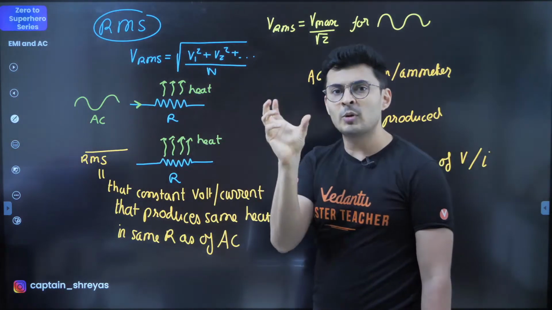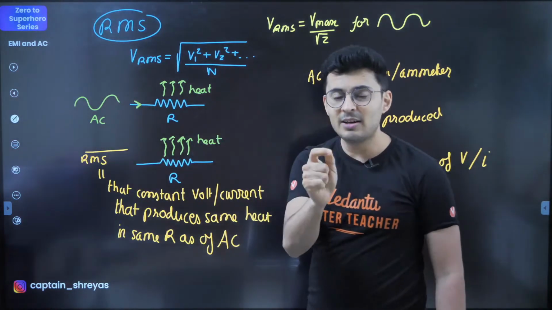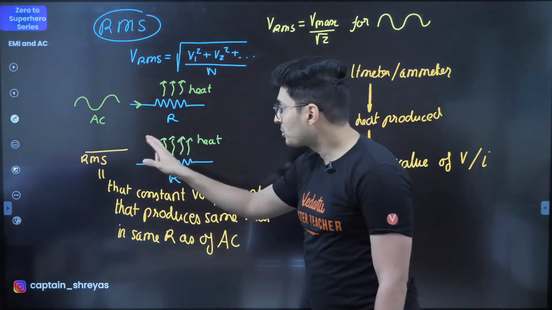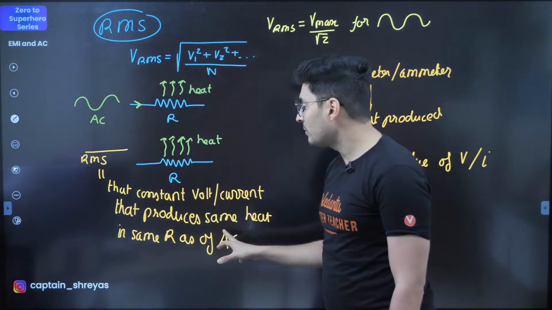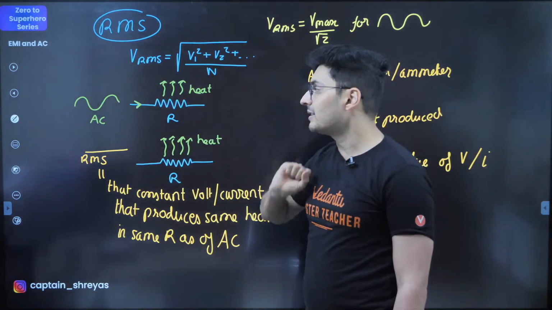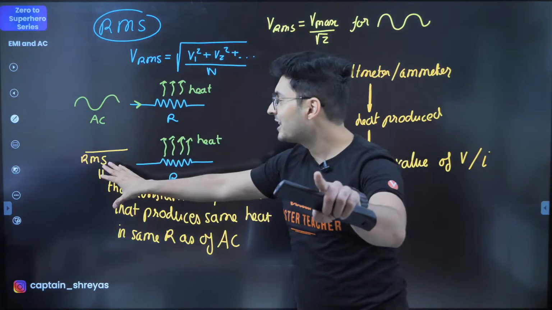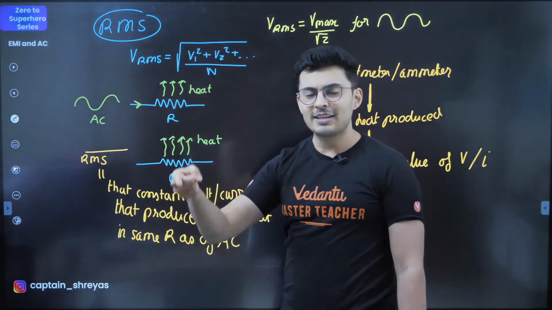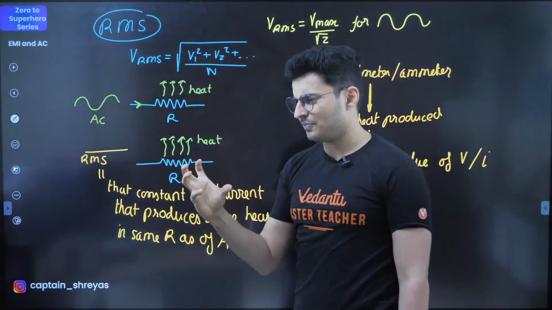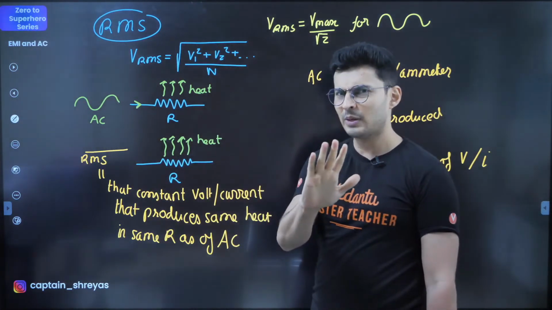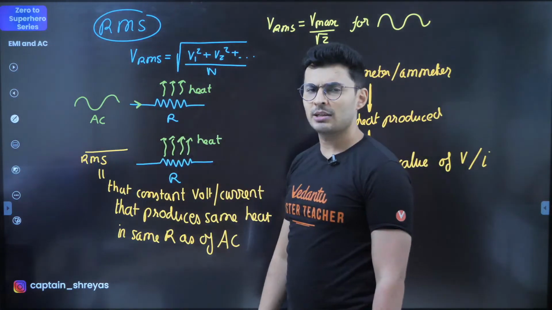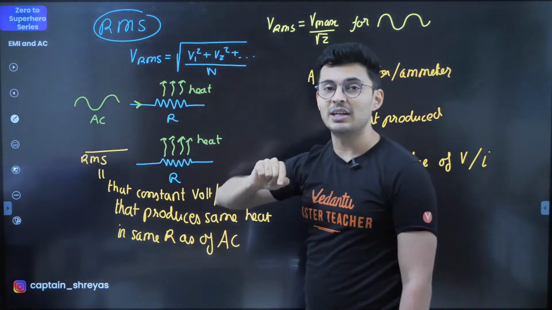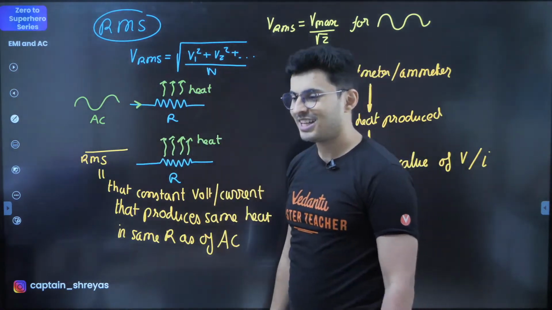So over a cycle, some amount of heat is generated. Now RMS is that constant current or voltage which produces the same heat in that same resistor as that AC current. So it's basically the DC equivalent of AC. When I say that there is an AC current passing, I'm not able to understand how much that current or voltage is. I'll be like, hold on, how much heat is that AC generating? Okay, this much. Okay, you tell me that DC current which will generate the same amount of heat. So that is called the RMS. As simple as that.